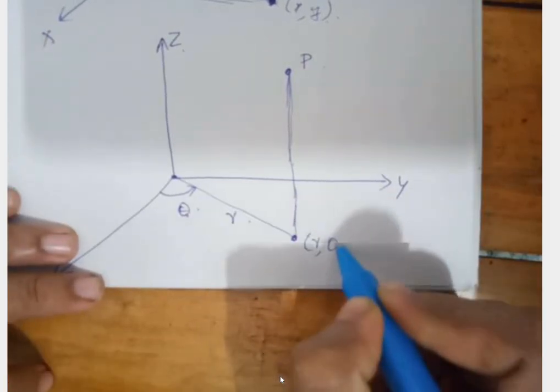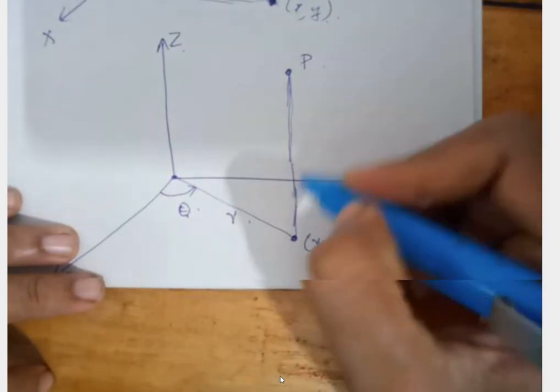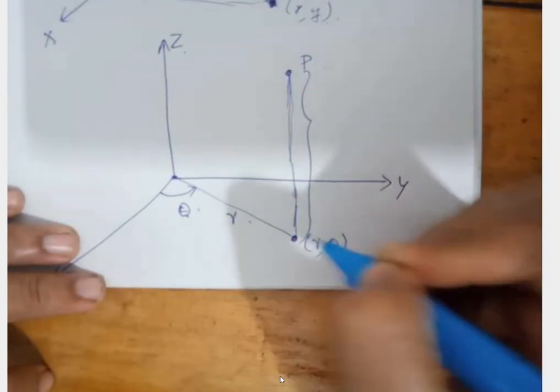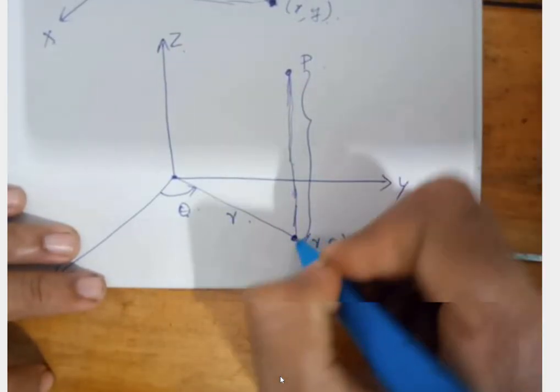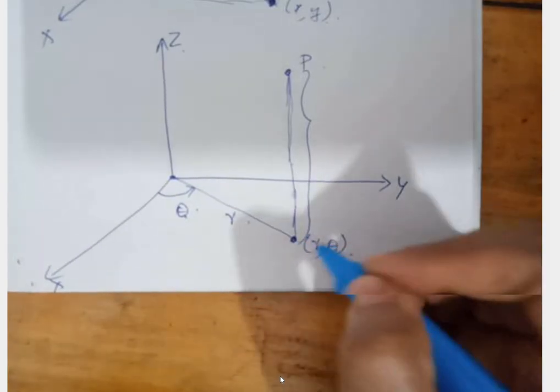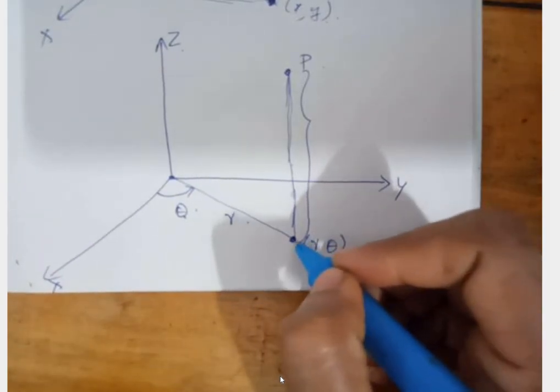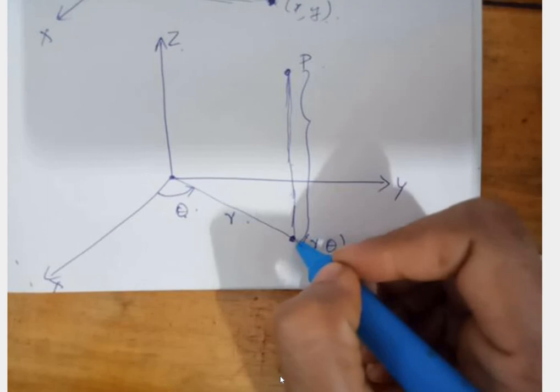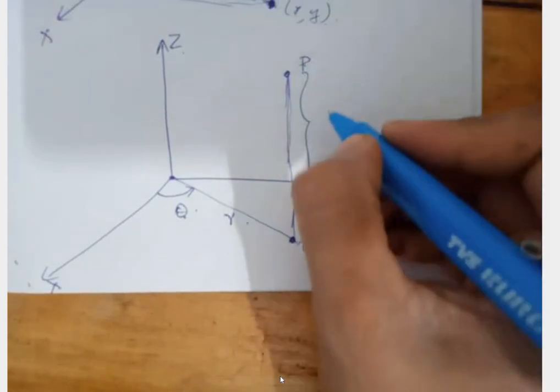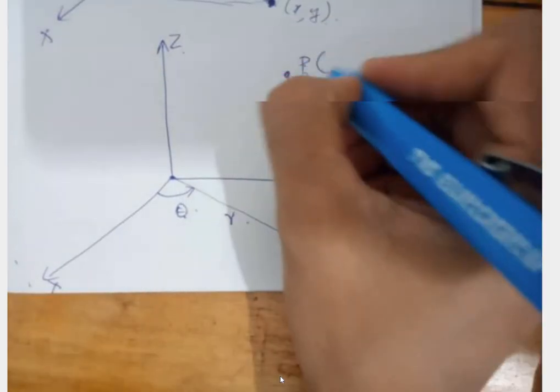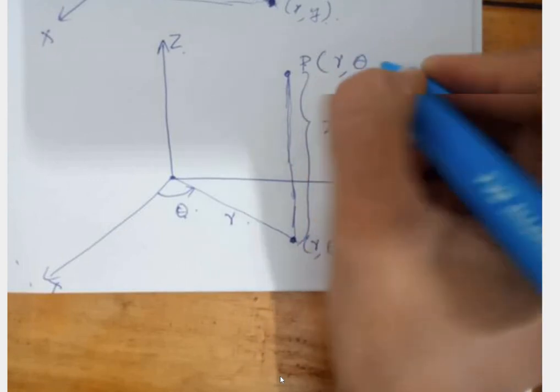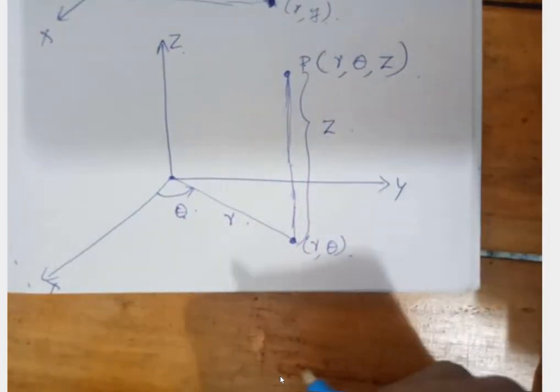And the distance of this point from the xy plane: in the xy plane the point is here, and from this point to this point the distance is z. So I can represent this as r, theta, z. R, theta and z. Okay.